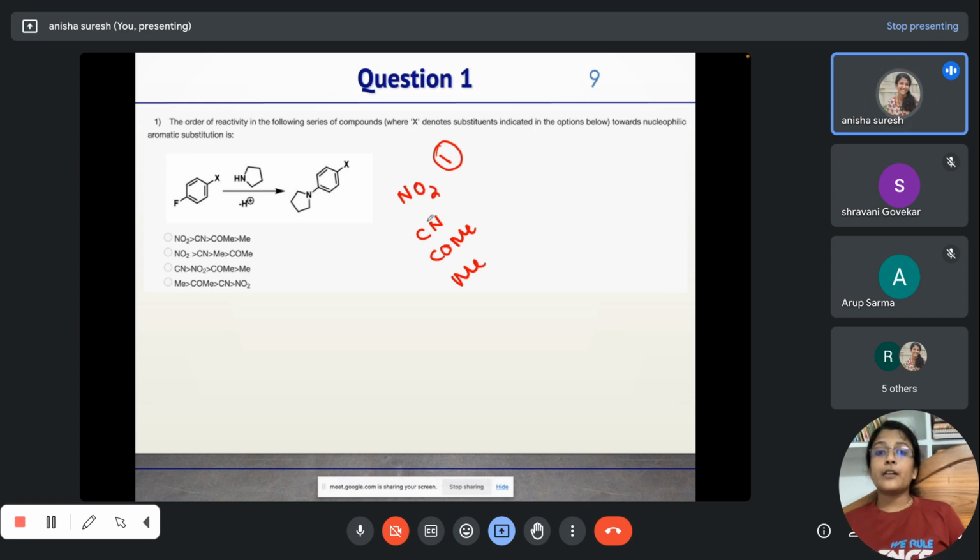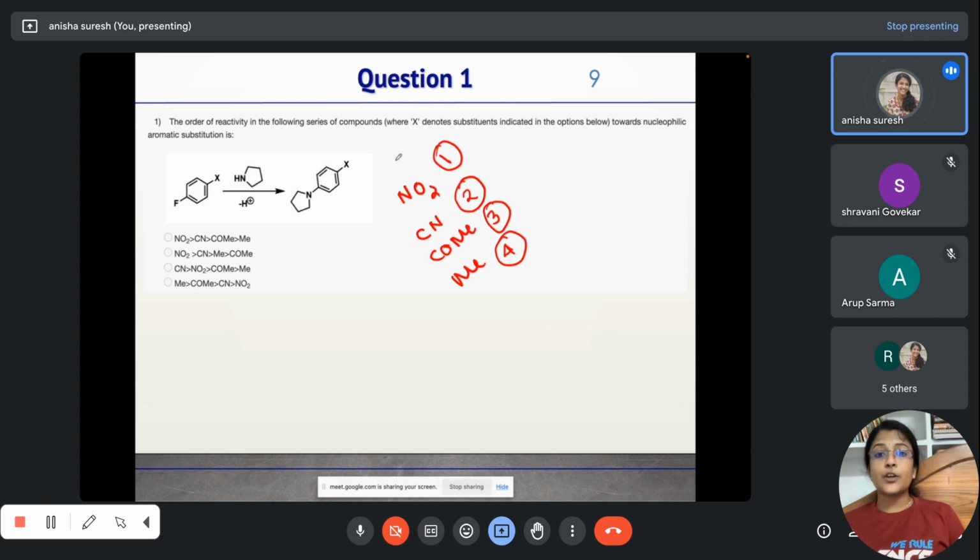Then with respect to CN, COMe, and Me, which will be more electron withdrawing? Cyano. Cyano will be the next electron withdrawing. Then comes COMe, and Me is not electron withdrawing. It is electron releasing with respect to inductive effect. So this will be the least.